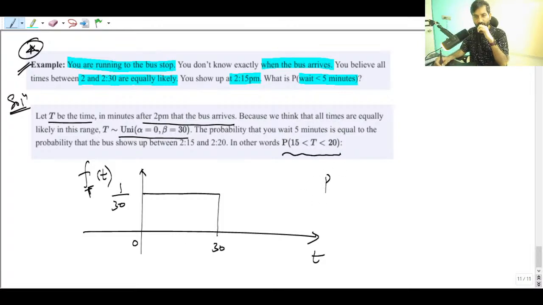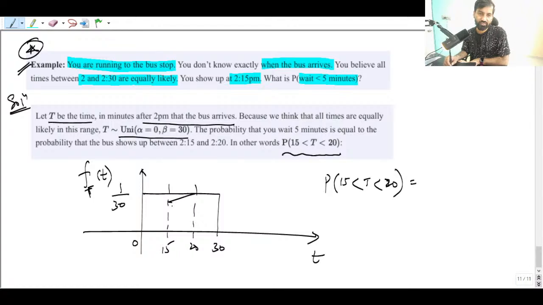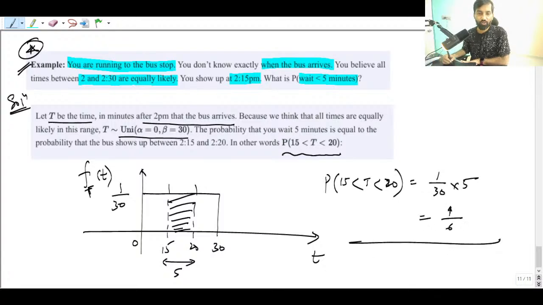The probability of 15 to 20 is going to be nothing but... 15 कहाँ पर है, आप बोल सकते हो, this is 15 and this is 20, right? So this area, what is the gap here, guys? This gap is 5, and so 1 by 30 into 5, that is nothing but 1 by 6. So the answer for this question is going to be 1 by 6, right? 1 by 6 you can say.